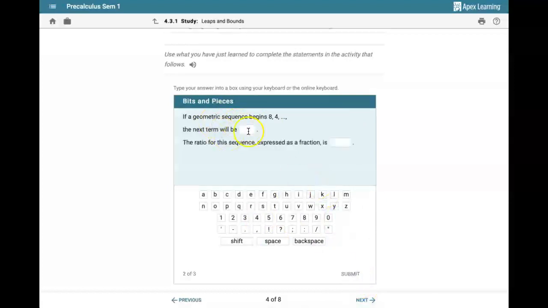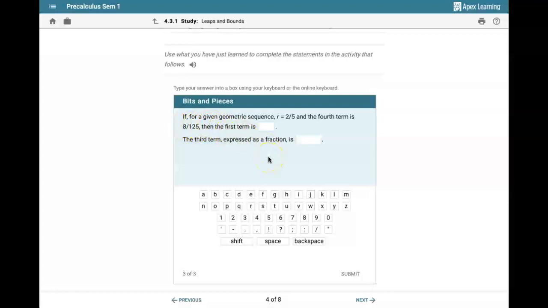All right, if a geometric sequence begins with 8, 4, the next term looks like it's going to be 2, right? Because the ratio expressed as a fraction is 1/2. All right, if for a given geometric sequence r equals 2/5 and the fourth term is 8/125, then the first term is, right, we would have to work backwards.